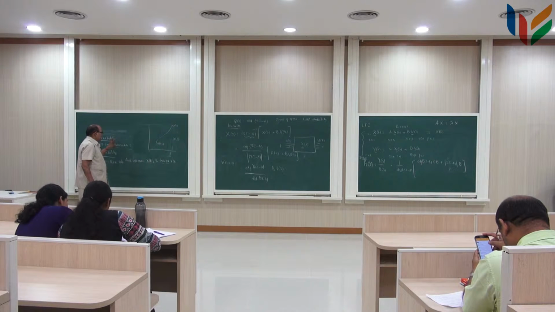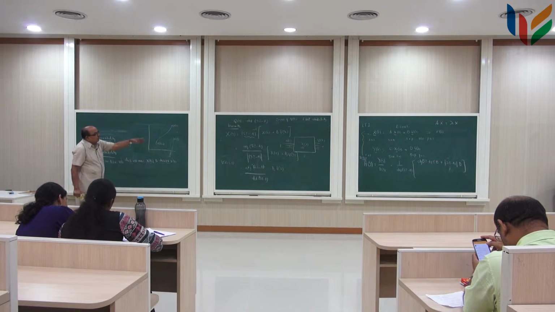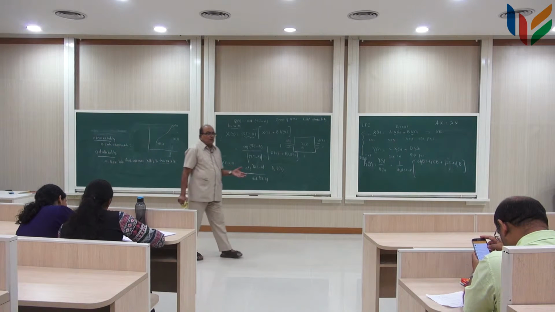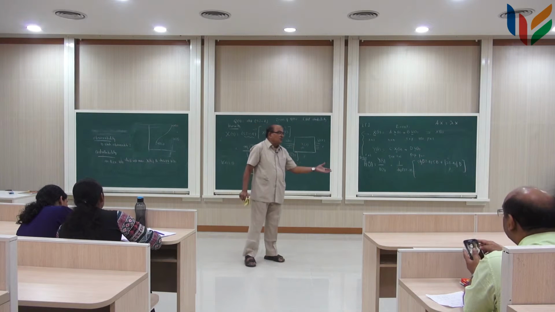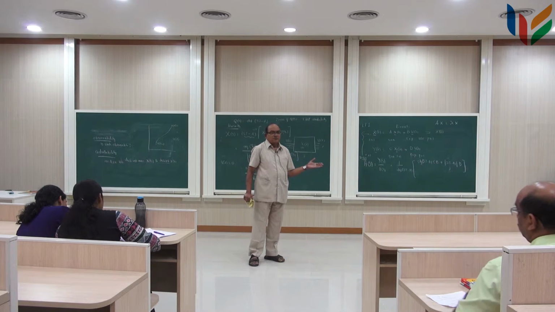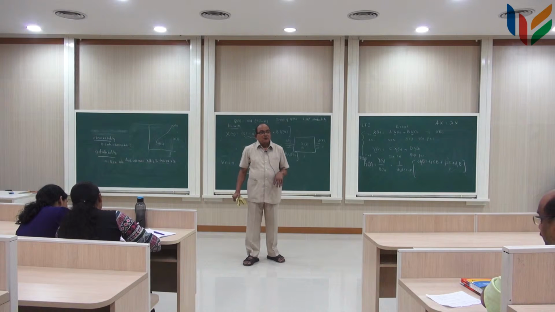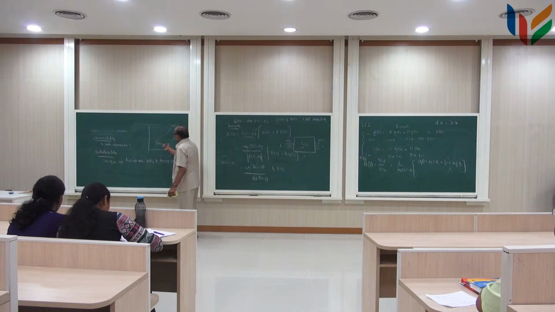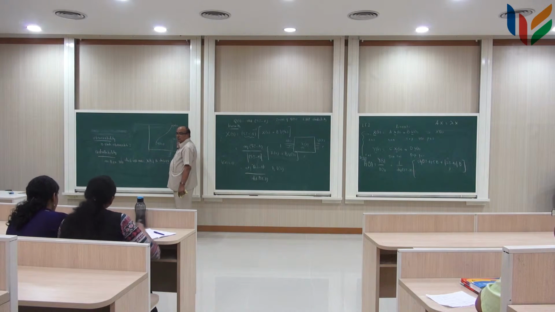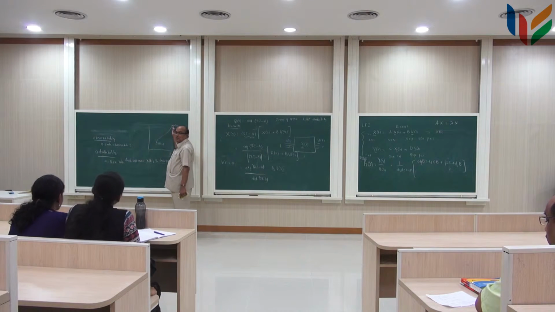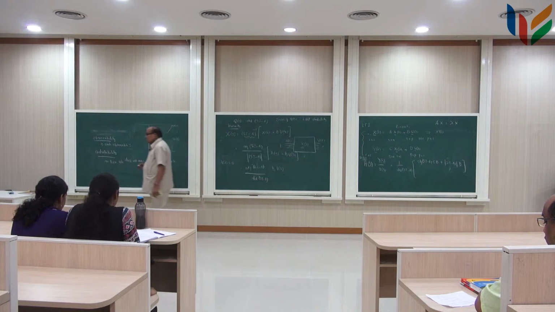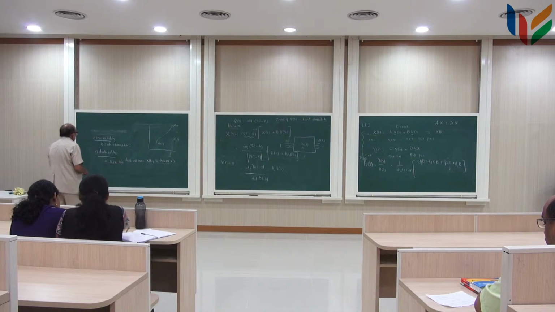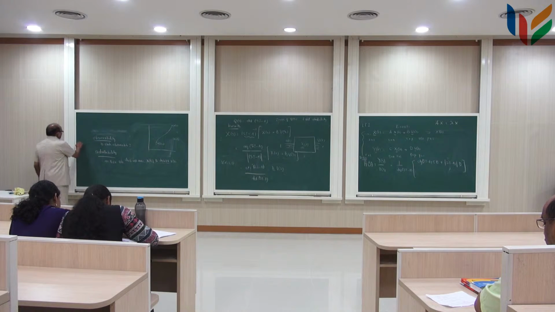First one is trying to find out whether the output y of t, which is all that is available to me for measurement, I have measured y of t only. From this measurement, can I find out what is x of t uniquely? That is observability. And the controllability is, given the initial condition, are there any u of t's which will move this trajectory from here to here? So, these are the two questions which were raised by Kalman.